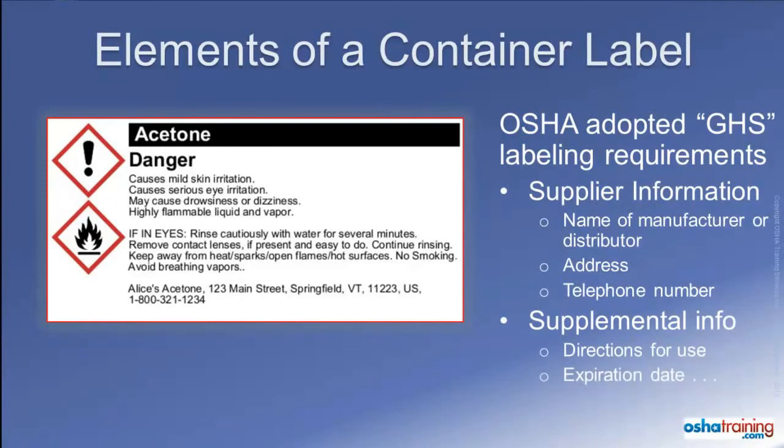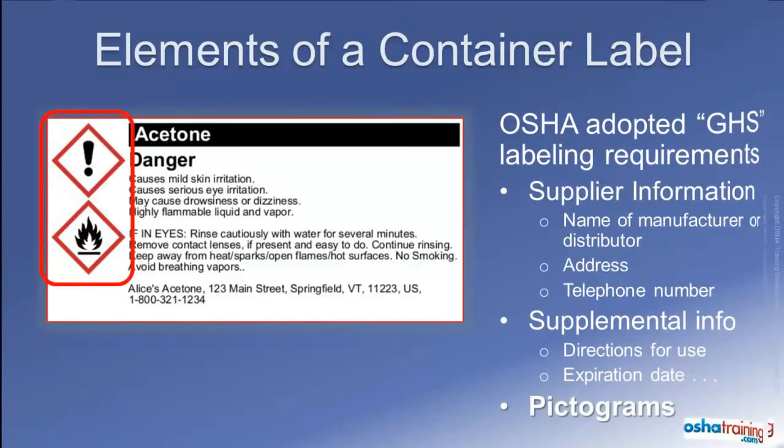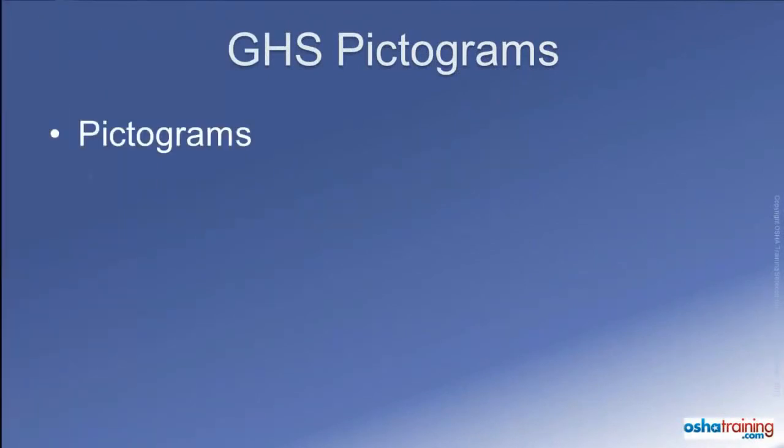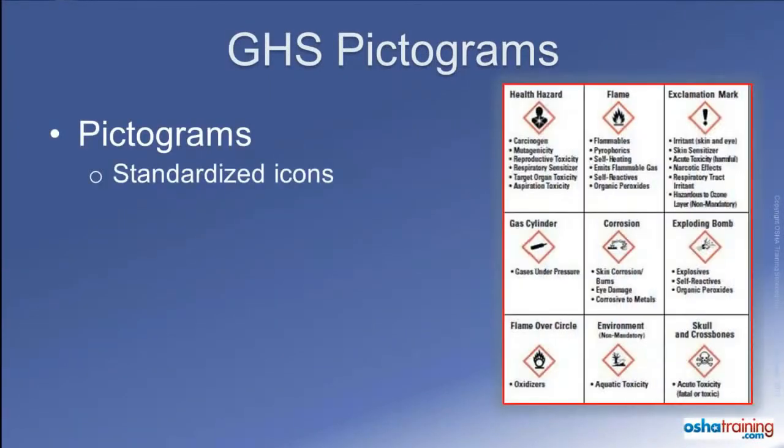And a key new requirement of the GHS labeling system, and something fairly new to us here in the United States, are pictograms. Pictograms are standardized icons that alert workers to the various hazards of the product in a container. There are 9 different pictograms used in the GHS labeling system.